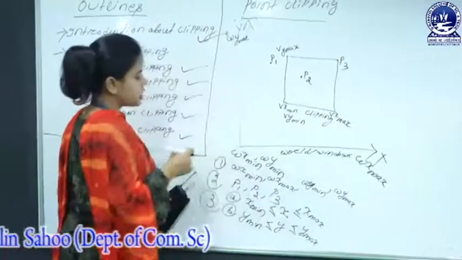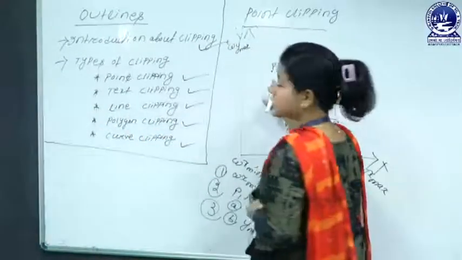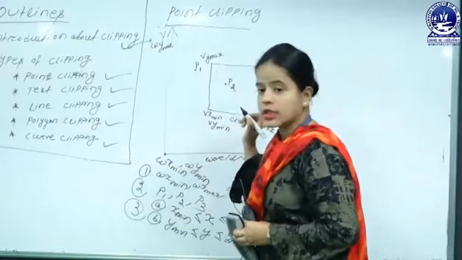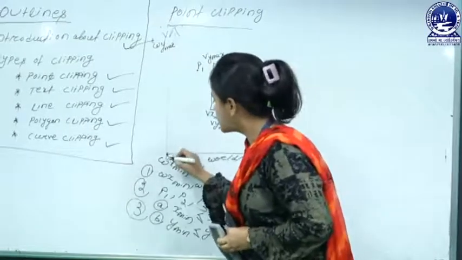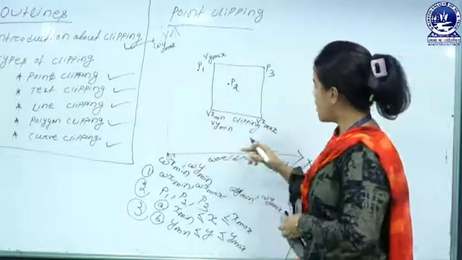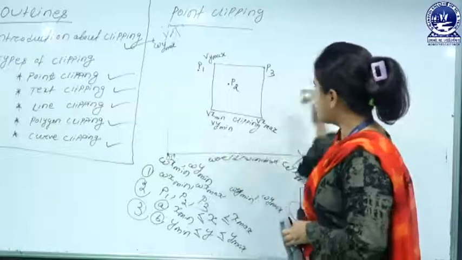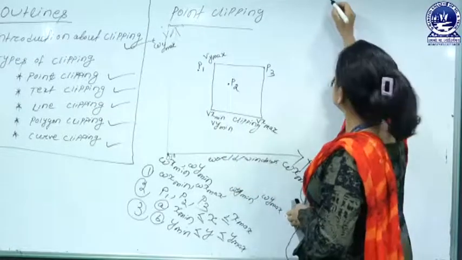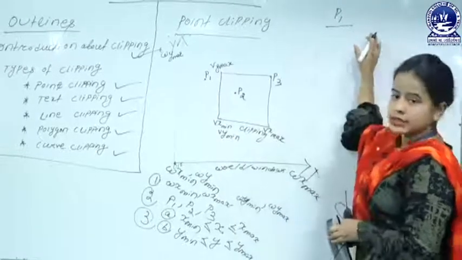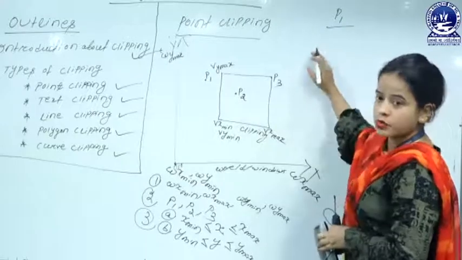So now we check by using the first coordinate pixel point, that's P1. Suppose the world coordinate starts at the pixel location 0, 0. That means the x coordinate is 0 and the y coordinate is 0. Now we have to detect whether the pixel point P1 is accepted or rejected, that is, whether it is inside the clipping window or outside the region.